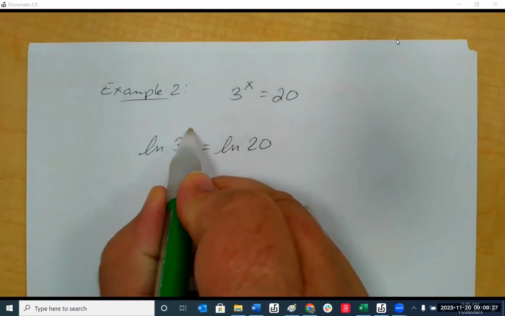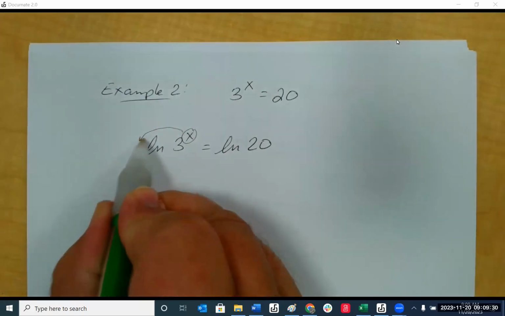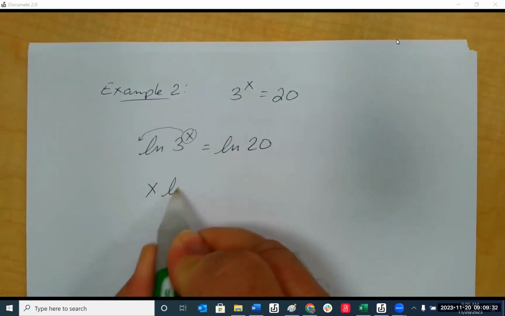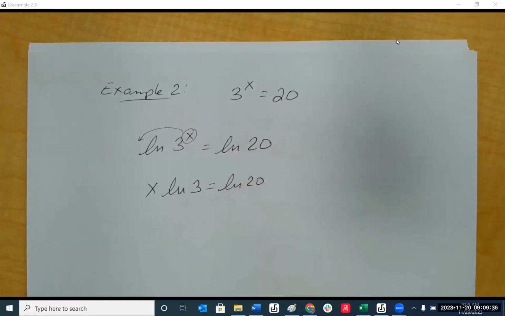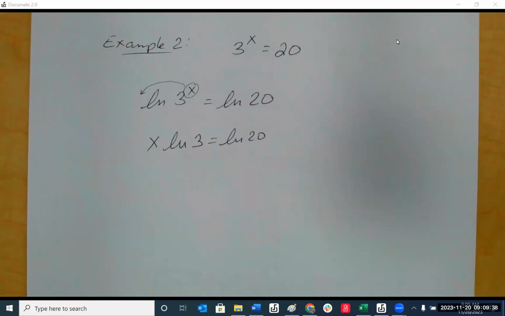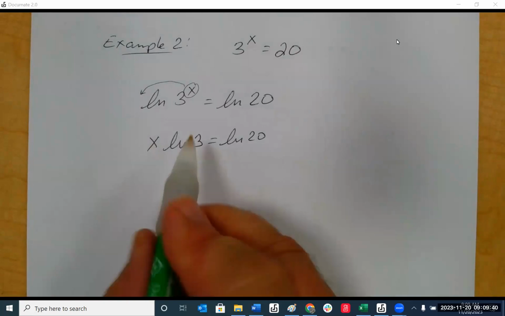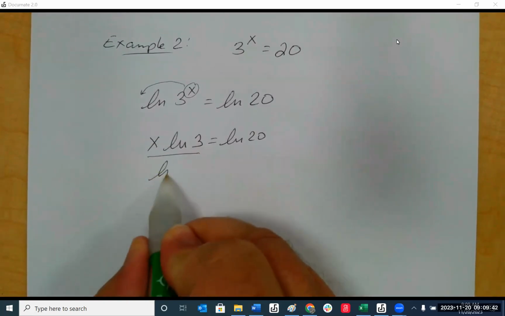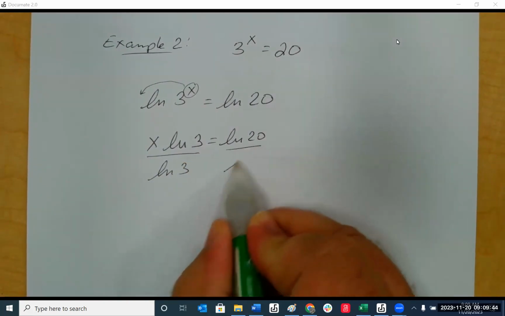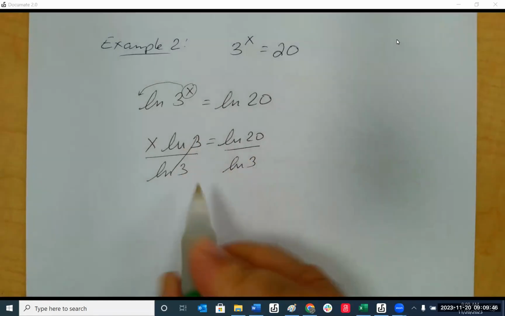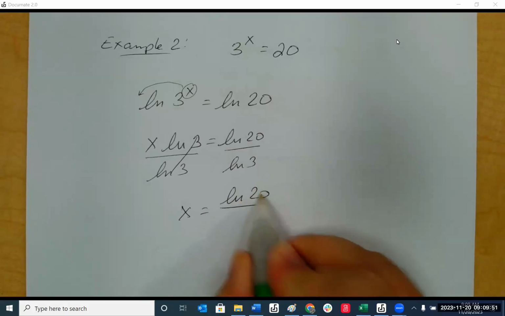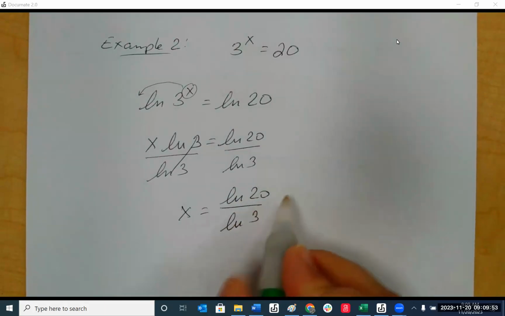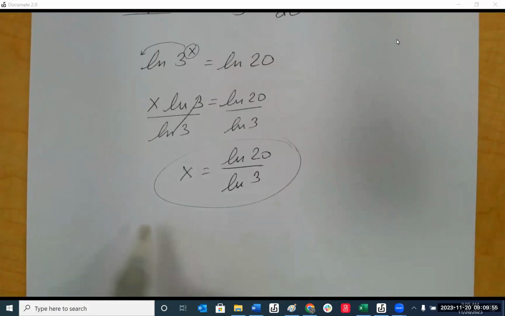On the left-hand side, this is the exponent, so it goes out in front. So we have x ln 3 equals ln 20. We're solving for x. So if we divide both sides by ln 3, we have our x. Just plug that in your calculator, hit enter, and it'll give you your answer.